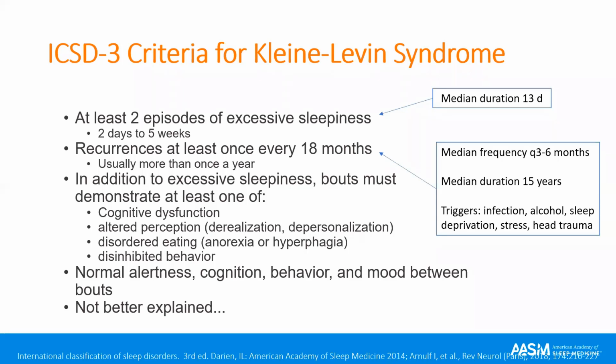And data suggests that the median frequency of episodes is between 3 and 6 months. So people will be fine for 4 months at a time and then have 2 weeks of being utterly incapacitated by long sleep times and some of these ancillary symptoms. It is not a disease that is typically lifelong. People do tend to outgrow it, if you will, at some point in their disease course. The median time that people continue to have Klein-Levin spells, though, is 15 years. So people aren't outgrowing it soon after diagnosis necessarily.